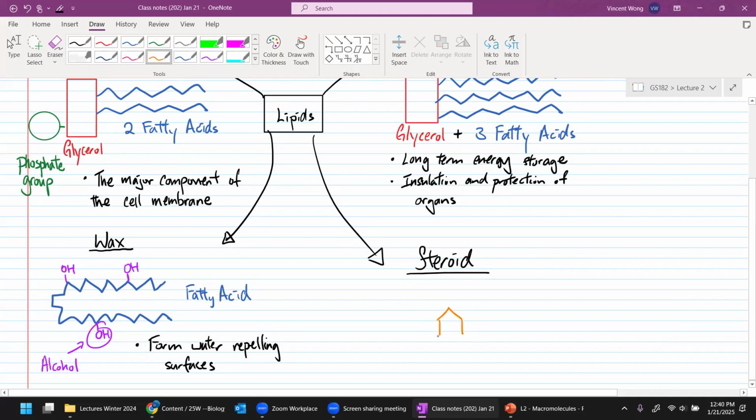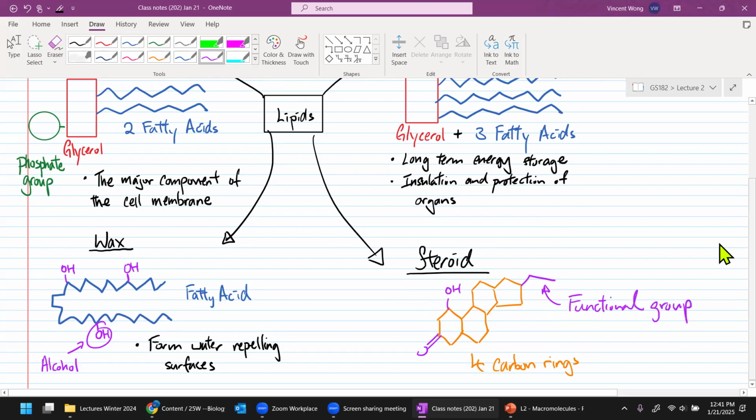Okay, you can tell you are looking at a steroid if you see these carbon rings. They're kind of like honeycombs, if you would. So there are always 4 carbon rings. And then you have other stuff that are attached to it, okay? Depending on what kind of steroid you're looking at, you will have these extra things attached to it, and they are called functional groups. So I already introduced to you, if you attach an OH, then it makes it an alcohol.